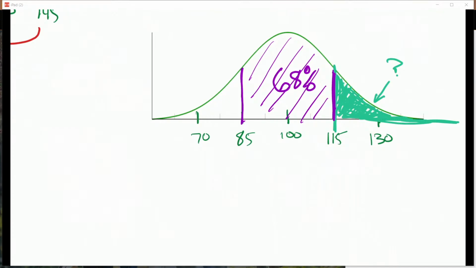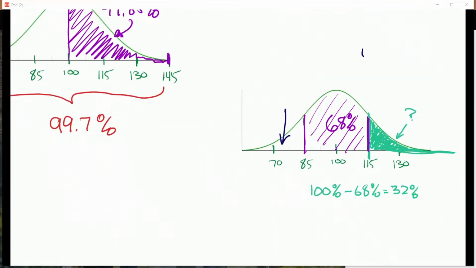All right, Abby, were you able to do this? Do you have a number for me? 32. Very good. I like that number. So how did you get 32? I subtracted 68 from 100. Okay, so 100% minus 68% is 32%, and that is perfect. That is the number that is outside the 68 band.